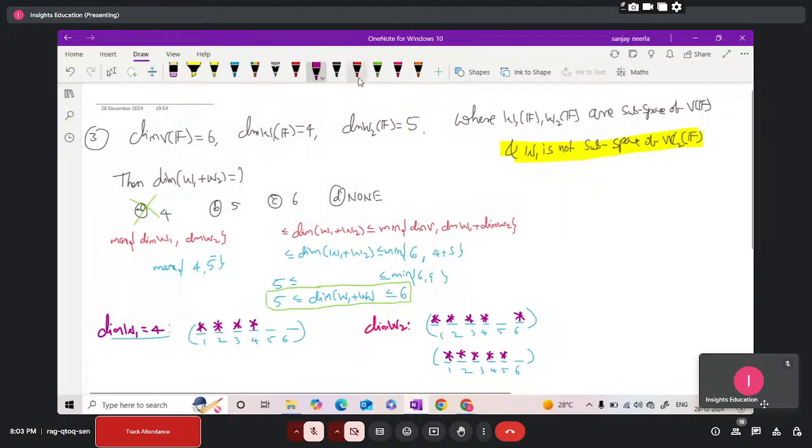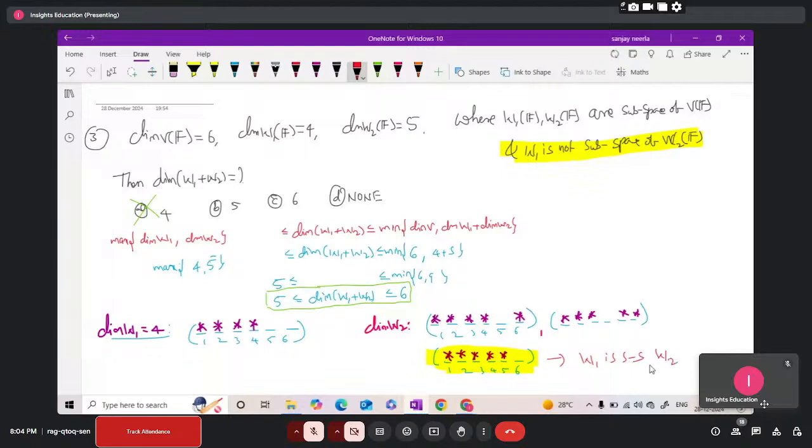And here also you can write like this. Or ఇక్కడ కూడా మనం రాయొచ్చు. 1, 2, 3, 4, 5, 6. Maybe like this. 1, 2, 3, like this. Okay. So ఇక్కడ ఏం చెప్పారు? It is clearly not a subspace. If it is a subspace like this, W1 is the subspace of W2.